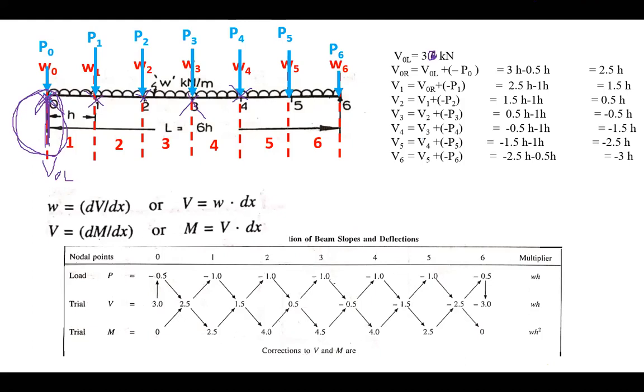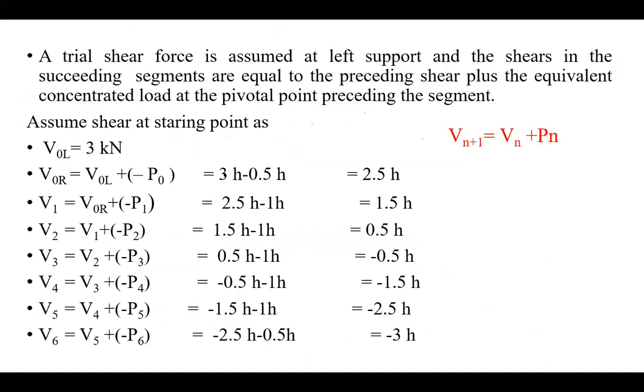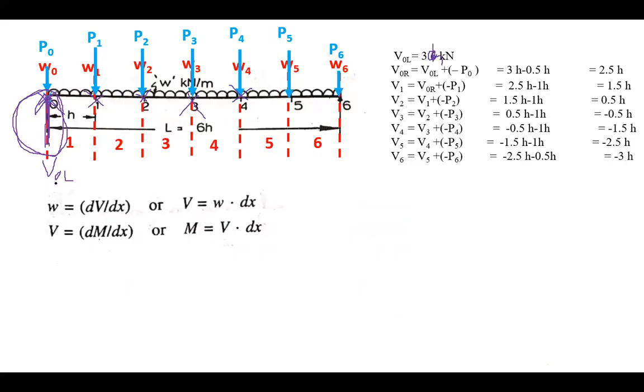WL by 2, sir. WL by 2. W into L will be the length, so WL by 2, isn't it? So what is W? W and L is 6H now. So W into 6H divided by 2. What will be the reaction? That means 3H, isn't it? So V naught will be equal to 3H. That is the value we are assuming, a trial value. It is not just 3, it is 3H. So initially you will be assuming 3H over here.